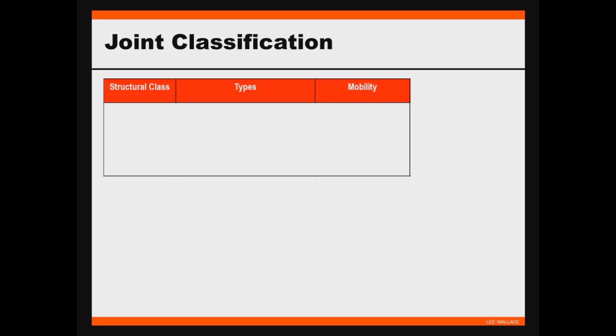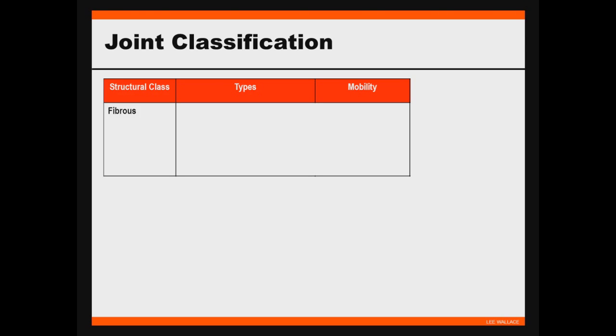So a joint can be classified by either the structure or the function of the joint. The structure focuses on the materials that bind the joint together, whilst the function of the joint focuses on the amount of movement that is allowed at the joint. Now there's three different structural classifications. The first is called a fibrous structural classification.